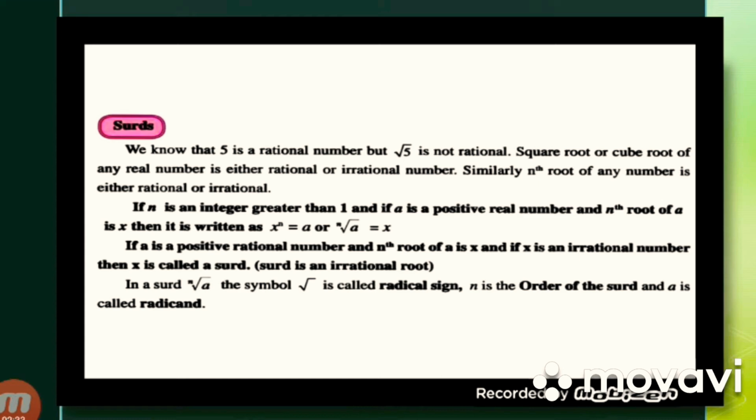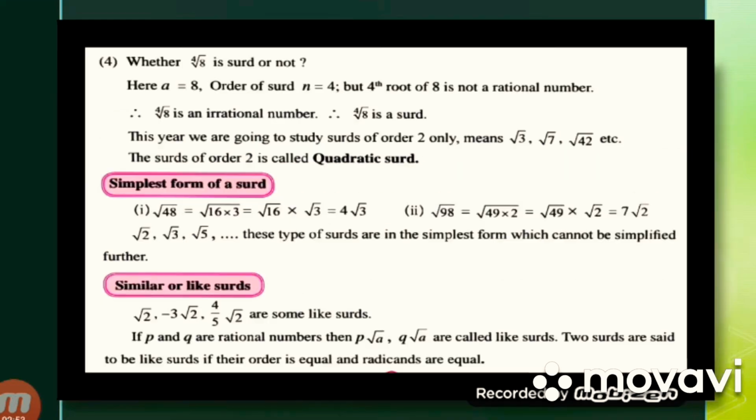In a surd nth root of a, the symbol is called the radical sign. n is the order of the surd and a is called the radicand. Now let us check whether fourth root of 8 is a surd or not. Here a is equal to 8, that is, the radicand is equal to 8. The order of the surd n is equal to 4. But the fourth root of 8 is not a rational number. Therefore, fourth root of 8 is an irrational number. Therefore, fourth root of 8 is a surd.